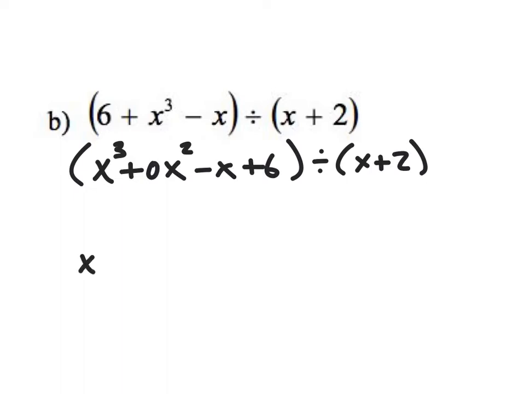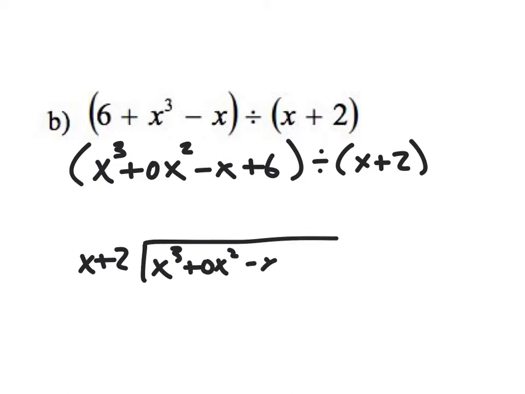We have x cubed plus 0x squared minus x plus 6, and we're going to divide that by x plus 2, okay? So now I do the same thing that we had done, and I'm going to ask the question, x times what gives me x cubed, and that's going to give me x squared. Okay, so I'm going to put that above my x squared.